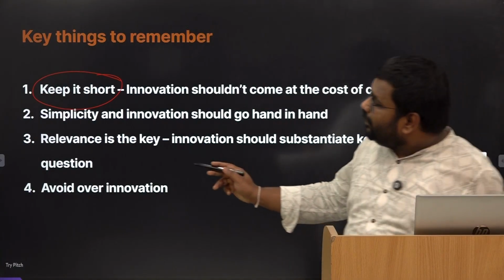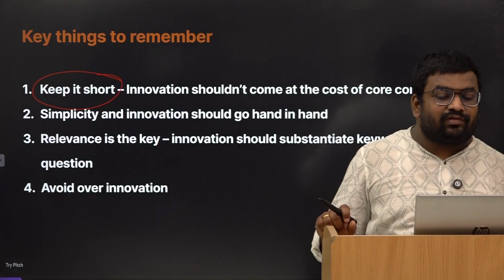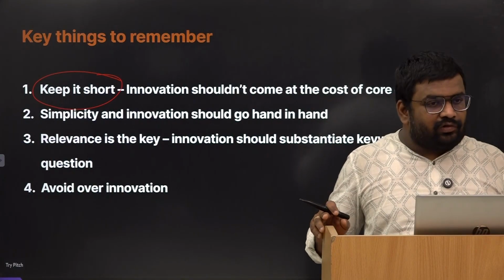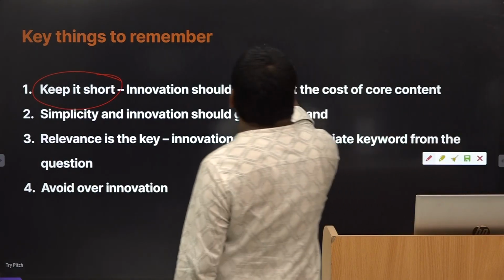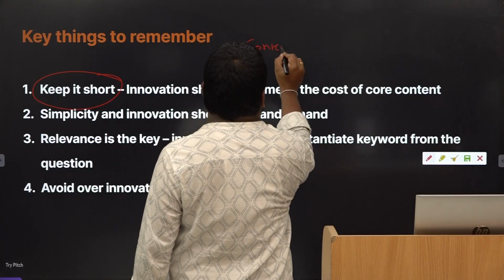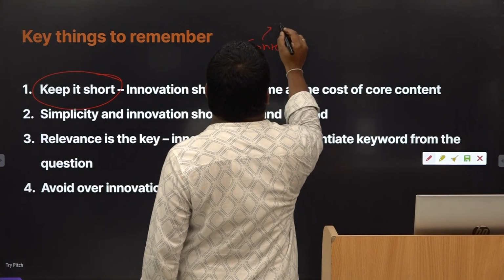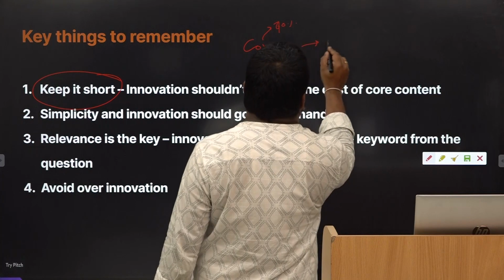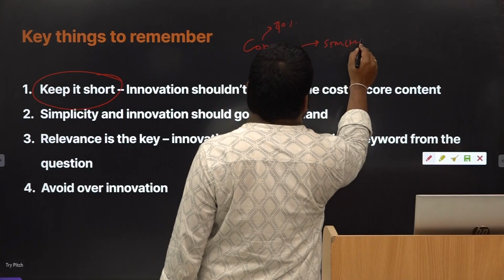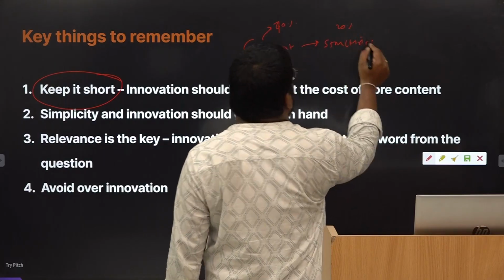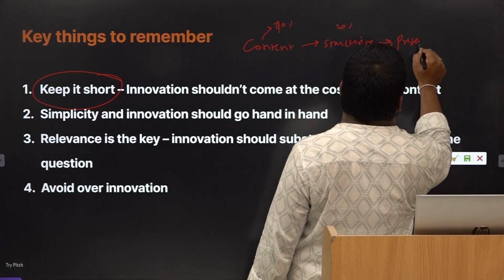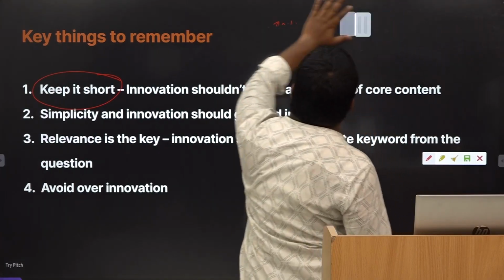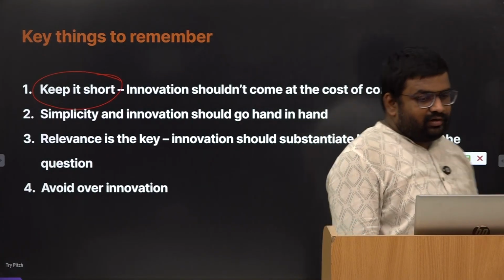Innovation has to be short, because if you increase the size of it, then your core content will be compromised. In any answer, while giving marks, the first priority is content. It carries around 60-70% of the weightage. Then comes structuring, which carries 20% of the weightage, and last is your presentation. So presentation or diagrams shouldn't come at the cost of the content.